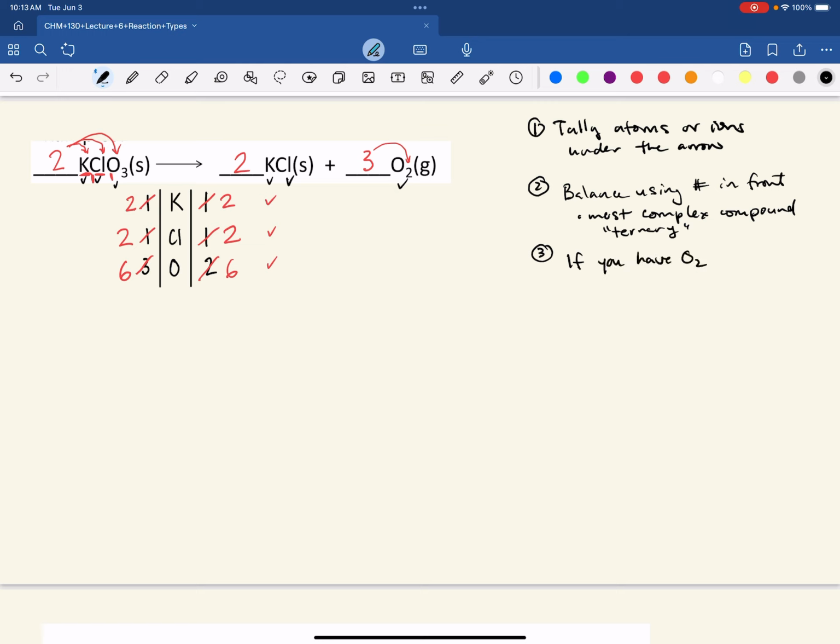O2, right, or H2, or anything diatomic, right? Remember, diatomic is like H2, O2, Br2, etc. You can write any number in front to get the number you need.